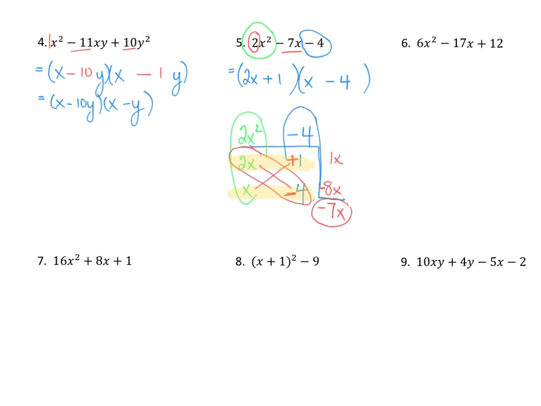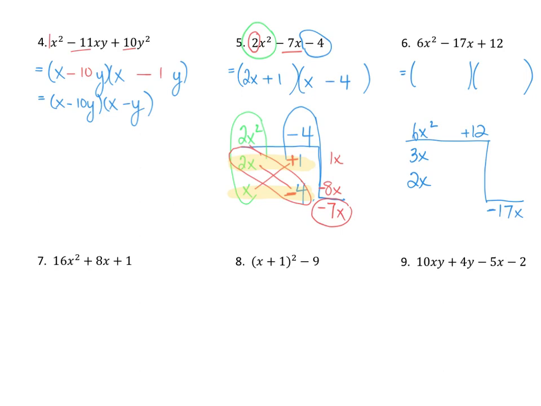Try pausing the video and see if you can try the next one on your own. And then I'll go through a quick explanation of that one. Okay, so first things first, here's my setup, and then I'm going to try some options. So for 6x squared, we have 6x and 1x, or 3x and 2x. Okay, and you never know which one to start, you just kind of go for it. I always like to try my 3x and my 2x first in this case.